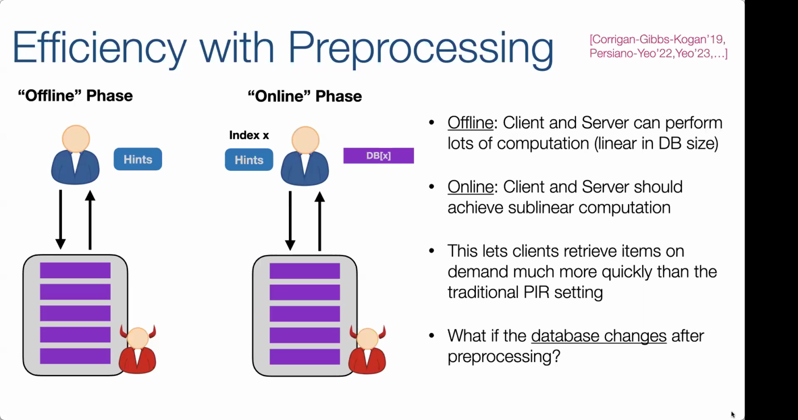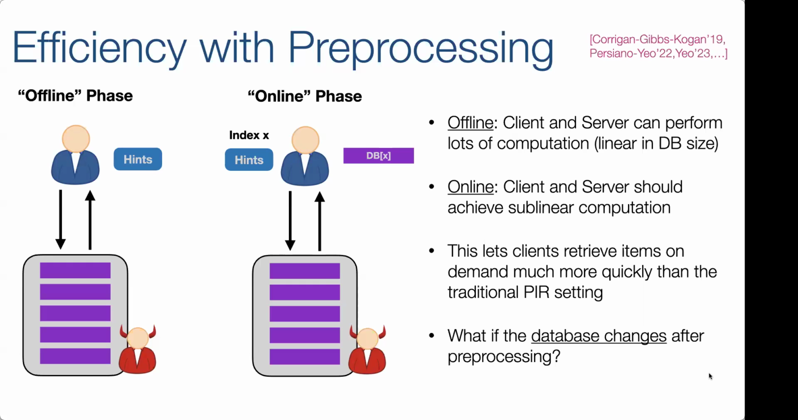Unfortunately, in this setting as I've drawn it, there's a problem that wasn't present in the normal PIR setting. Specifically, what happens if the database changes between the offline and the online phase? Because I've done this pre-computation, I have this small set of hints, and this set of hints depends on the data in the database. So if I change the data in the database at all, it's not clear what I can do with my hints, whether I can do an online query or whether I have to update them somehow. So that's what we're focusing on in this work.